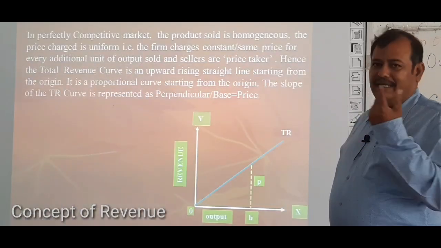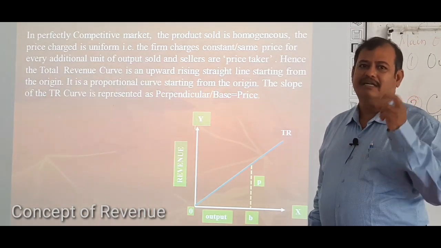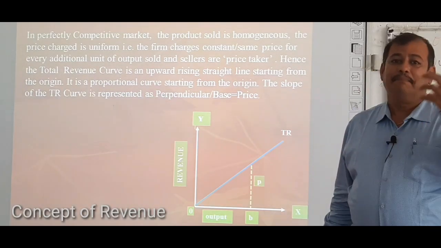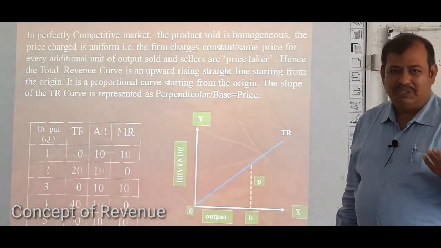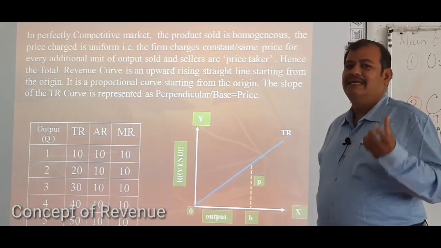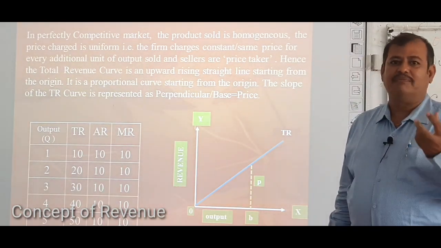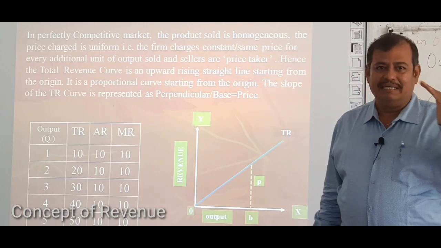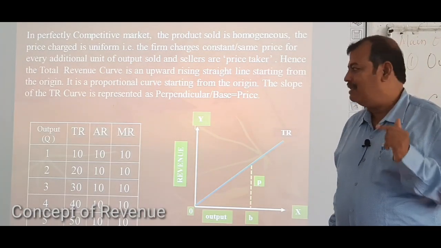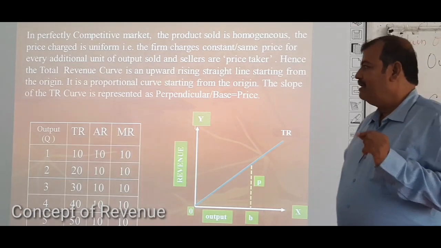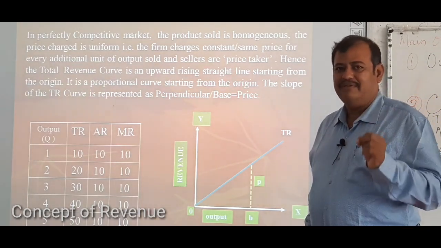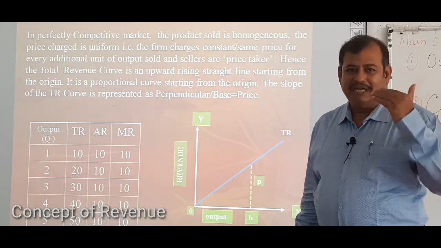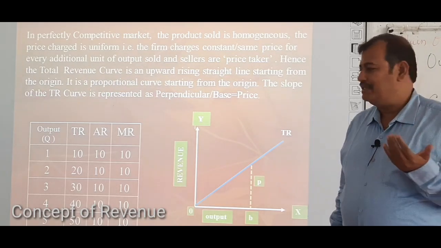Now, in the perfectly competitive market, as you know, price is uniform, the product is homogeneous, and the firm is a price taker. That is why the total revenue curve is a line which starts from the origin and it is a proportional curve. Proportional means it rises in a straight line starting from the origin. If you see the table, when the output is 1, 2, 3, 4, 5, the total revenue is 10, 20, 30, 40, 50. That means it is increasing in a proportionate way.